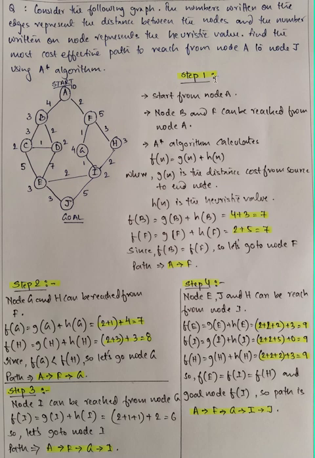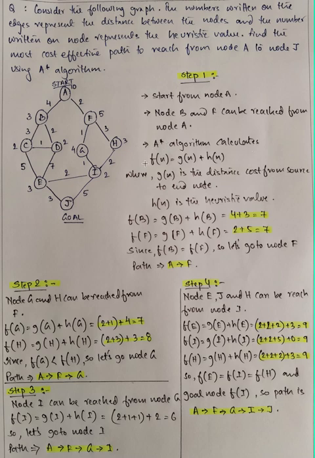Step 1, we start from node A. So the start is node A. The node has got two children, node B and node F. You can think of it as a parent that has two children. So node B and F can be reached from node A. And the methodology which we have to follow is the A-star algorithm.